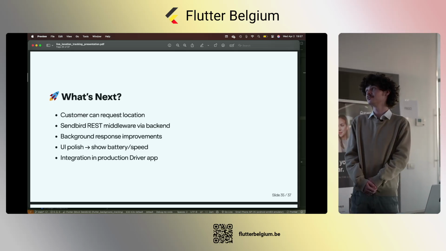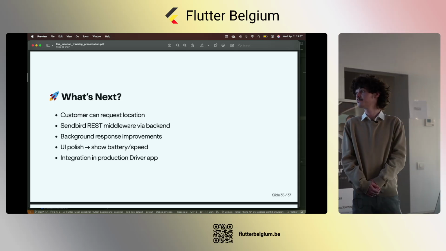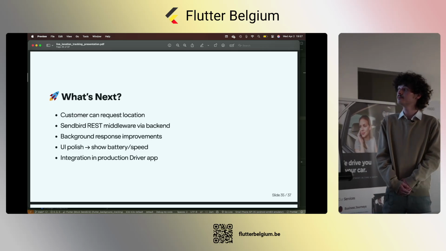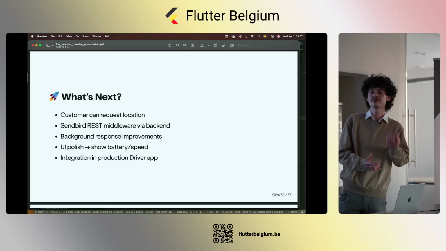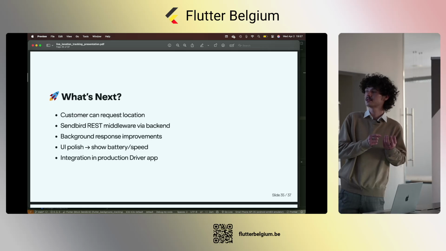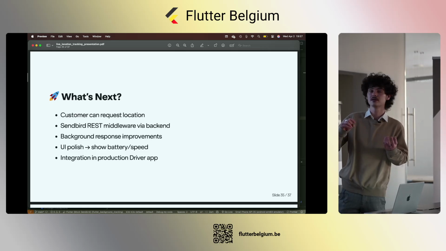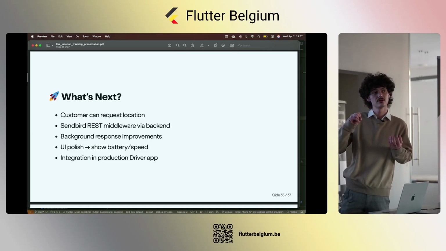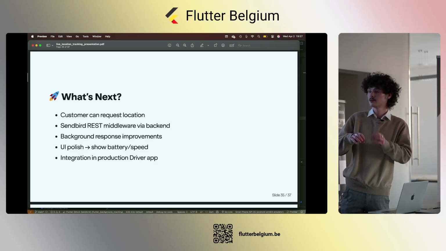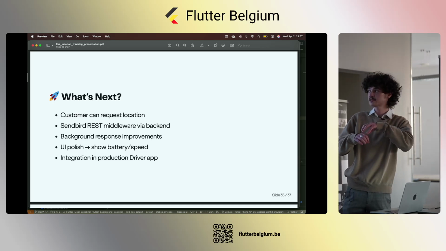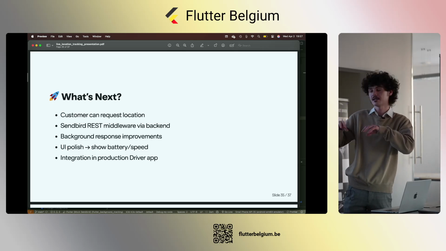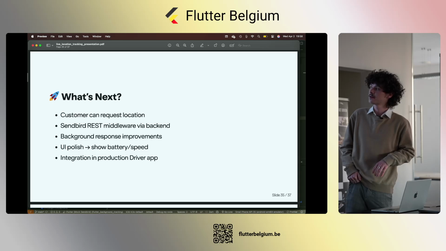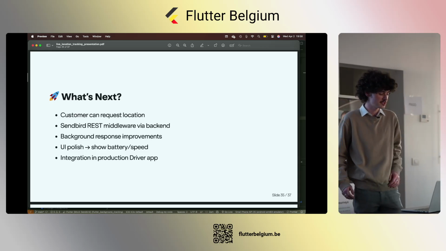First of all, the request location from the customer. Middleware backend, so the application sends through HTTP the location update to our own backend, which then sends the location updates through the official Sandbird HTTP, so that the token is not used in the application.